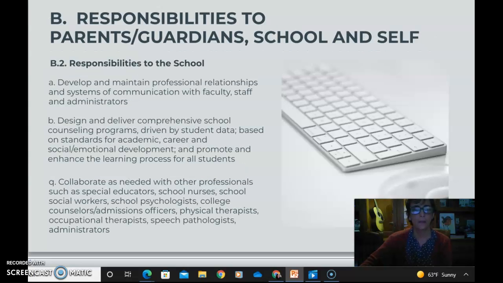As far as responsibilities to the school go, we develop and maintain professional relationships and systems of communication with faculty, staff, and administrators. We design and deliver comprehensive school counseling programs driven by student data, based on standards for academic, career, and social emotional development, and promote and enhance the learning process for all students. We also collaborate as needed with other professionals such as special educators, school nurses, school social workers, and so on.